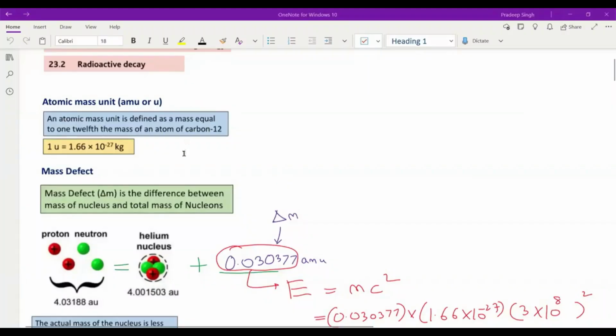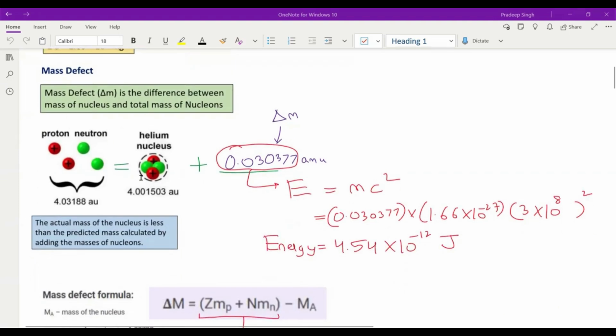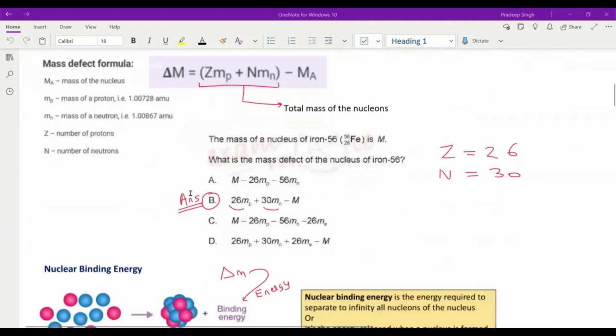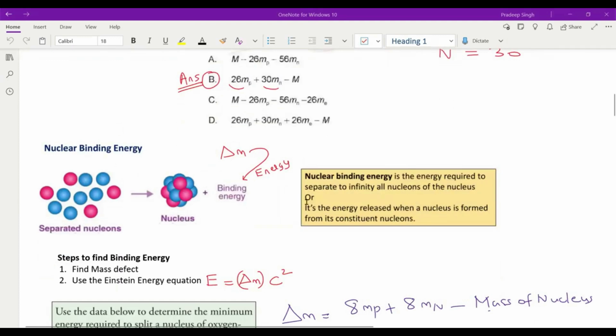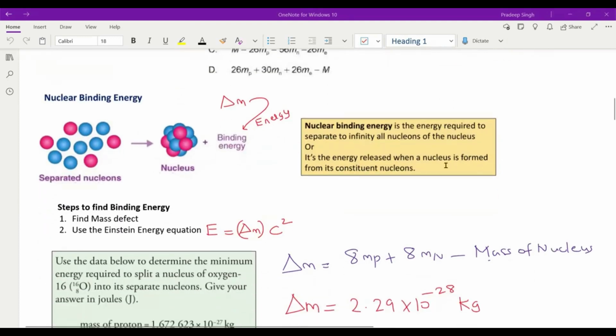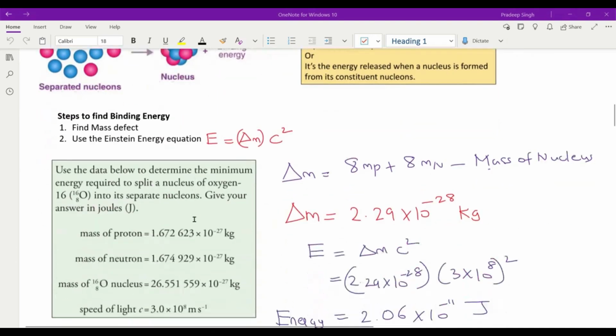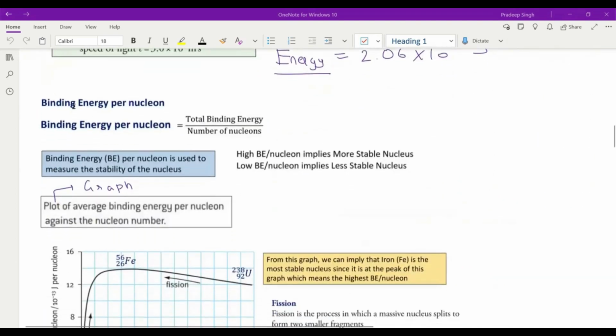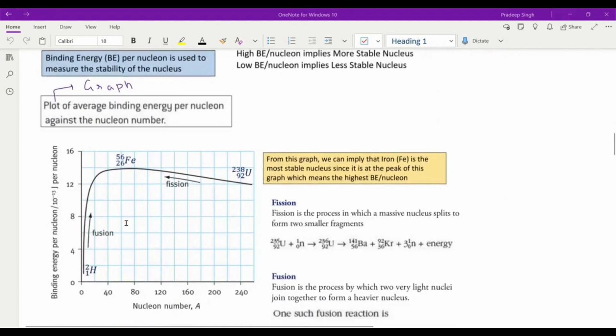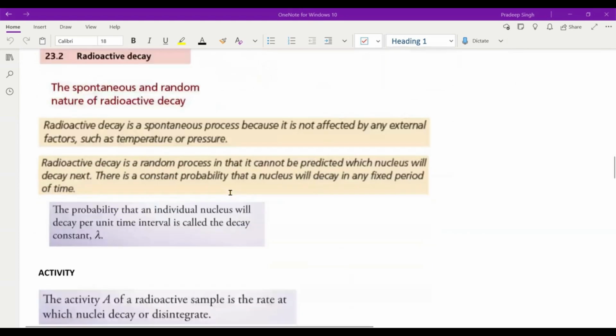AMU is the mass equal to 1/12 the mass of an atom of C12, and this conversion you're supposed to remember. Then we did mass defect formula, nuclear binding energy. There was the definition, and to calculate, we use the Einstein equation, E is equal to mc squared. Then we have binding energy per nucleon, and then this was the important graph. It's important for you to remember the shape of this graph because it was asked, I think, last year only.